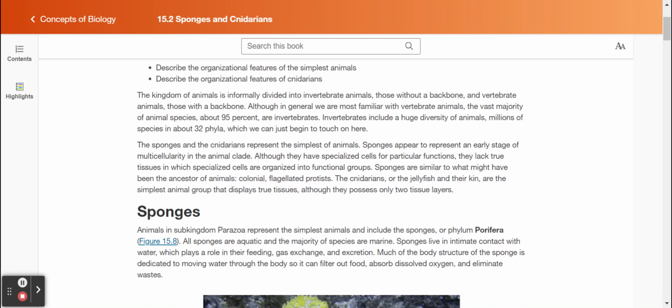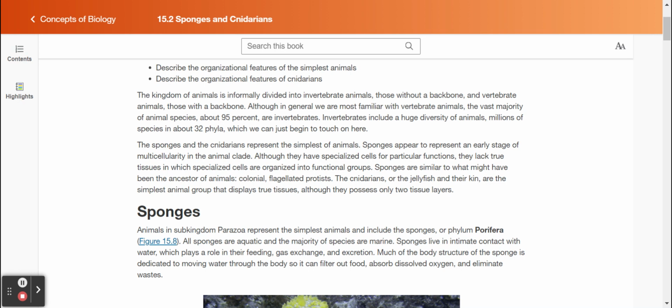The kingdom of animals is informally divided into invertebrate animals, those without a backbone, and vertebrate animals, those with a backbone. Although in general we are most familiar with vertebrate animals, the vast majority of animal species, about 95%, are invertebrates. Invertebrates include a huge diversity of animals, millions of species in about 32 phyla, which we can just begin to touch on here. The sponges and the cnidarians represent the simplest of animals.